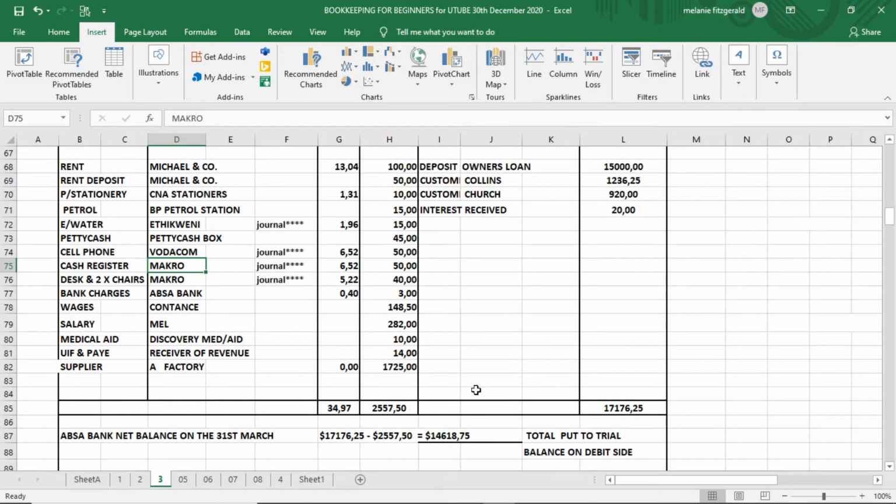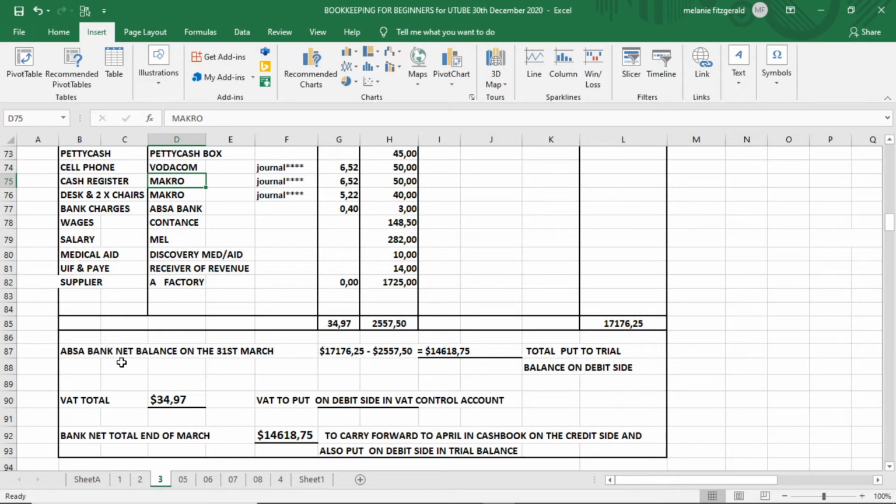We get $2,557.50. We add up all the VAT. It comes to $34.97. Now, the Absa Bank net balance on the 31st of March will be $17,176.25 minus this debit side of $2,557.50, which gives us a balance of $14,618.75. We put that to the trial balance on the debit side.